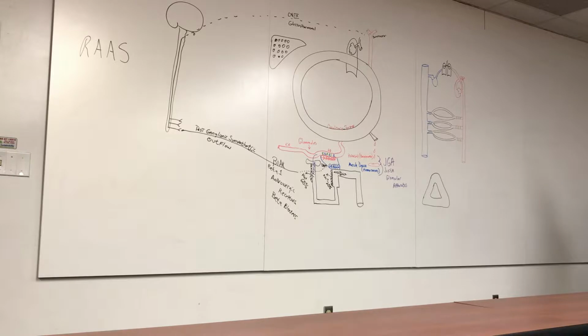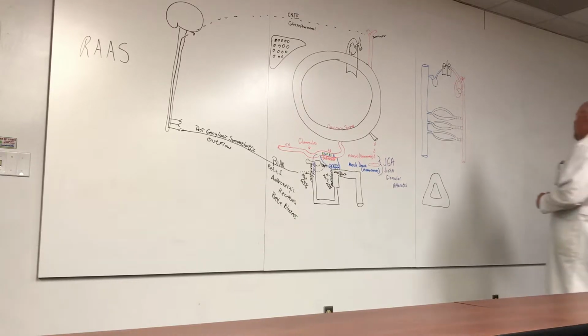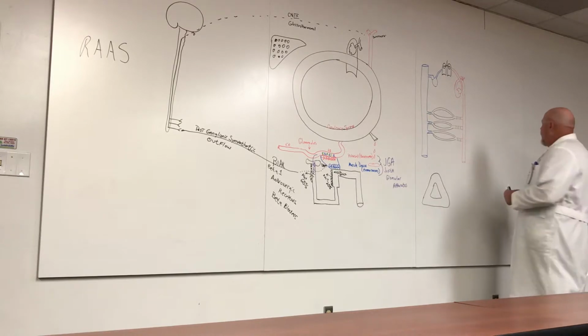Okay, all right, so that finishes up. We have the juxtaglomerular cells, macula densa, and neurological input from postganglionic sympathetic outflow. Okay? Now remember, this whole process is to do what? To raise blood pressure, right? Now, remember, what is renin? It's an enzyme. Renin is an enzyme.